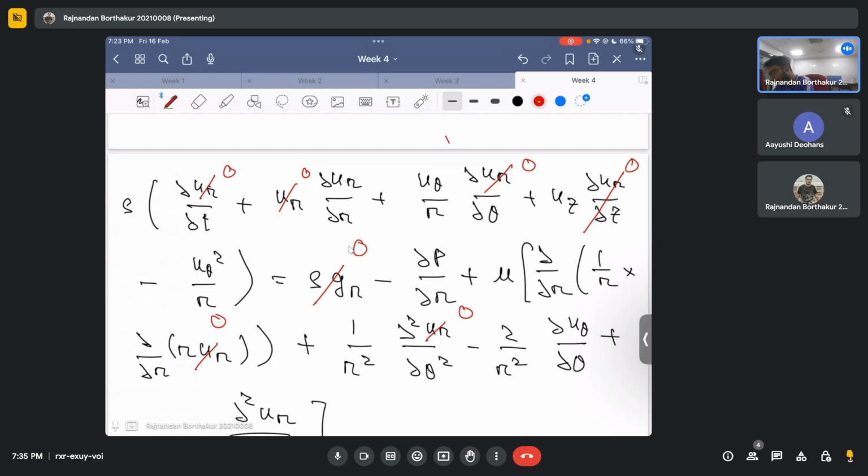And can you tell me what happens to this term? What happens to del u theta by del theta? Is it a 0 or a non-zero term? Can you tell me? What happens to the term del u theta by del theta? Is it 0 or non-zero?